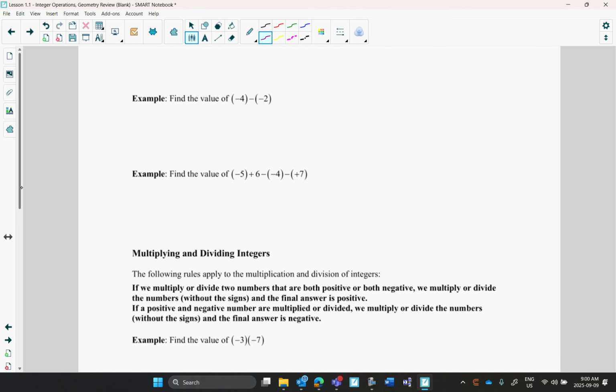Oh, sorry. One more before we go on to more than one or more than two. What would this look like without parentheses? Remember, if there's no sign in front, you always assume plus. So plus minus makes a minus. Two negatives turn into addition. So we get negative 4 plus 2, which is negative 2.